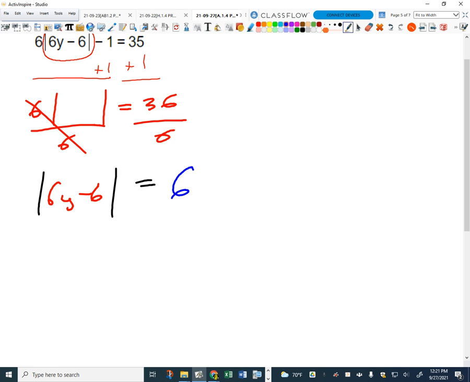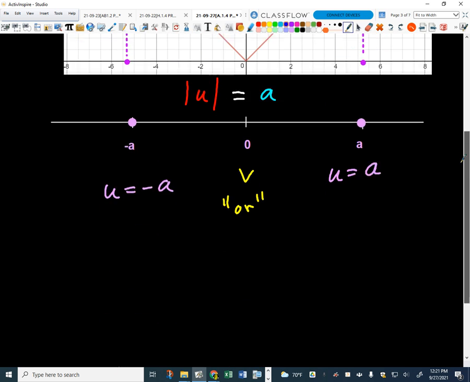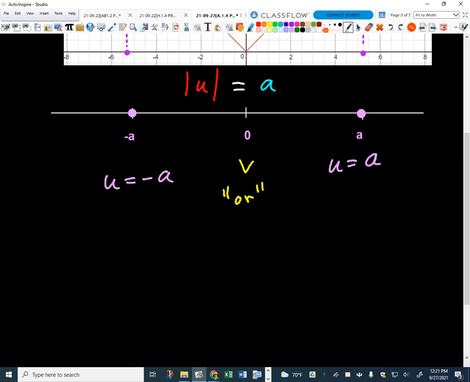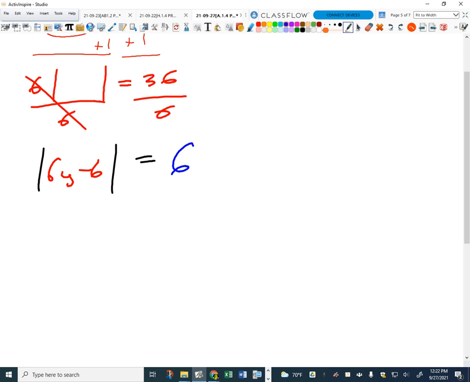Okay, now is when I'm going to do my pattern, right? As soon as I get the isolated absolute value, that's where I've got my pattern. If I have an absolute value that's isolated equal to a number, then whatever's inside the absolute value either equals the positive number outside or whatever's inside equals the negative number. So once I get the absolute value isolated, then what's inside, which is 6y minus 6. Everybody agree?